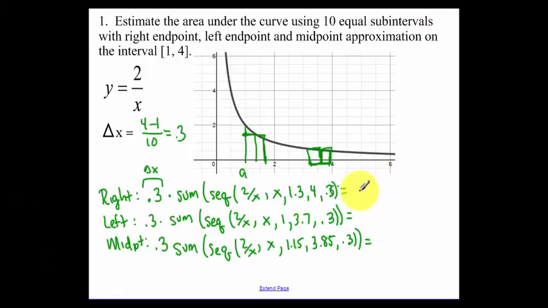Okay, now that we've typed that in our calculator, we get 2.562, 3.012, and 2.766. That's all I have for today.